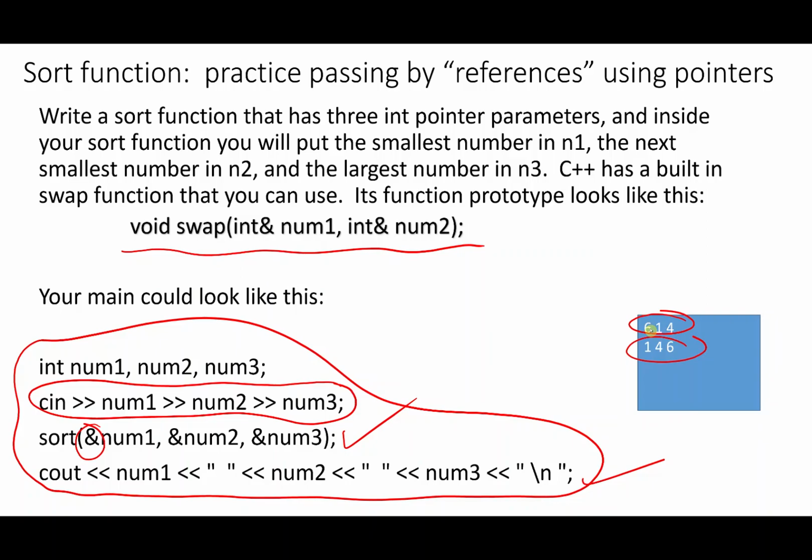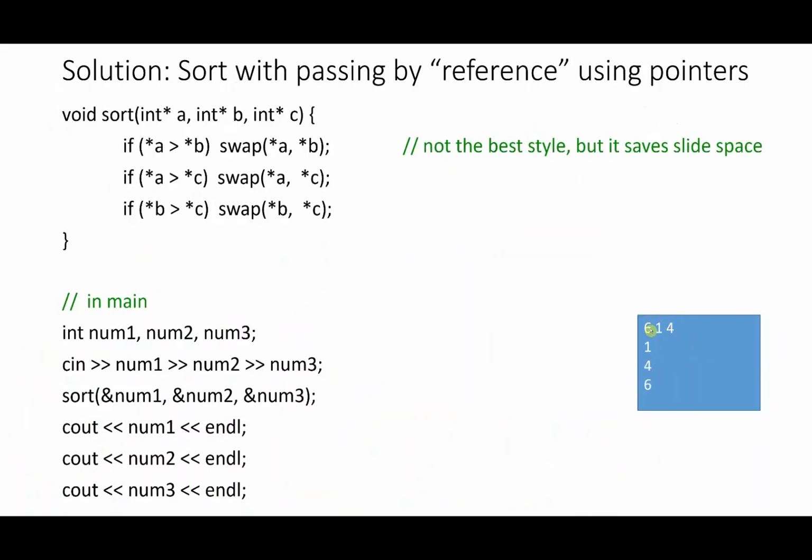Okay, assuming you came back to see the answer, here is the answer. A sort function that takes 3 pointers, and when we compare, we compare the values, so do not forget the asterisks. And we swap the values, not the addresses, so all with asterisks, right? All with asterisks.